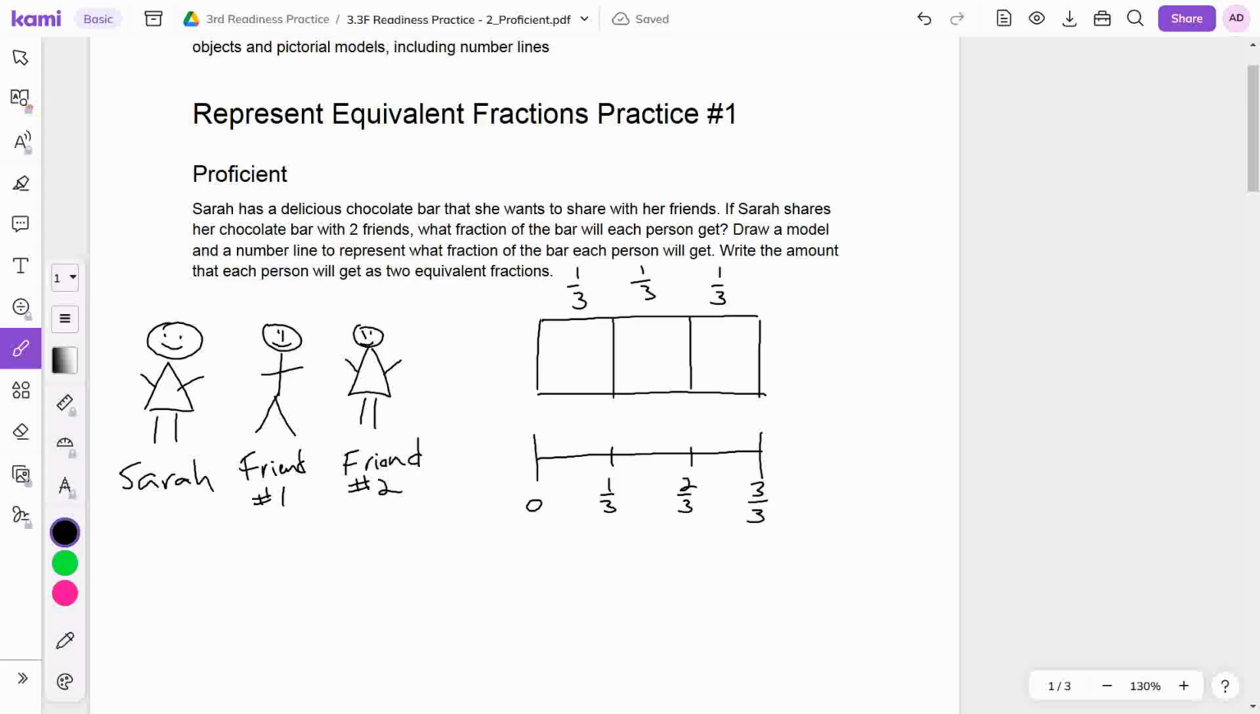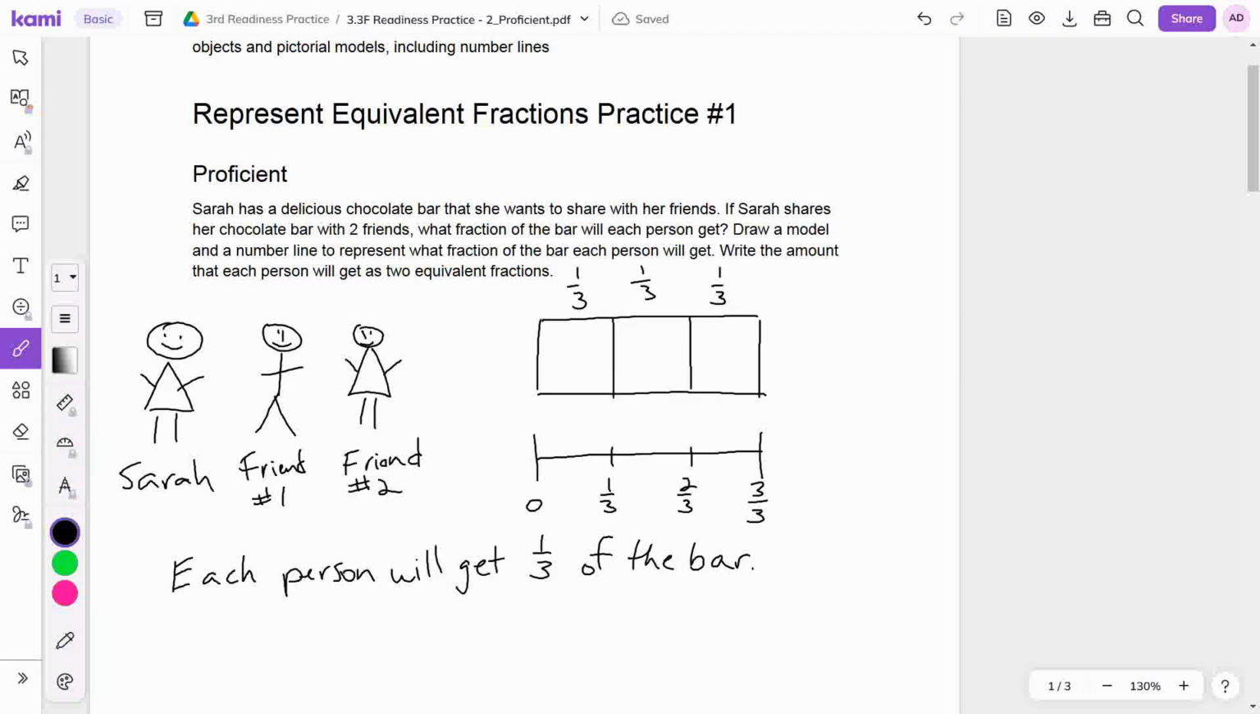And so we need to write the amount that each person will get as two equivalent fractions. I will go ahead and just put it as a sentence as well. Never hurts to just say in a sentence what you're doing. So each person will get 1/3 of the bar. Now I need to write two equivalent fractions.